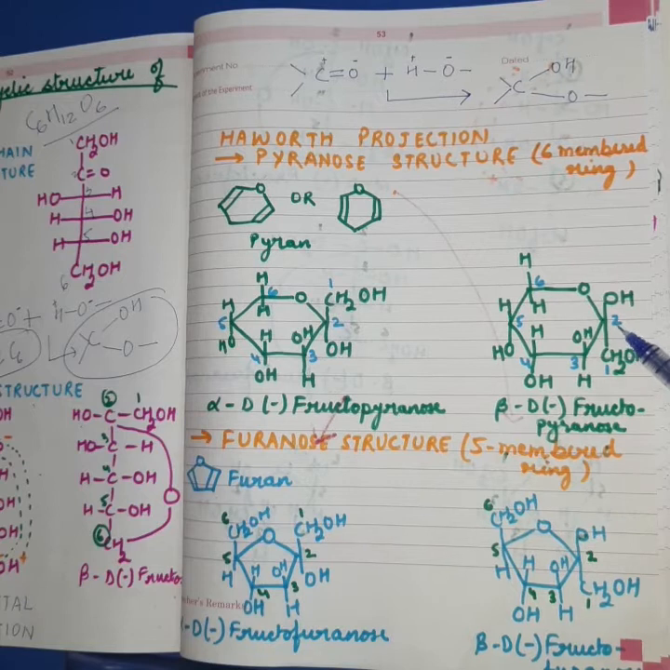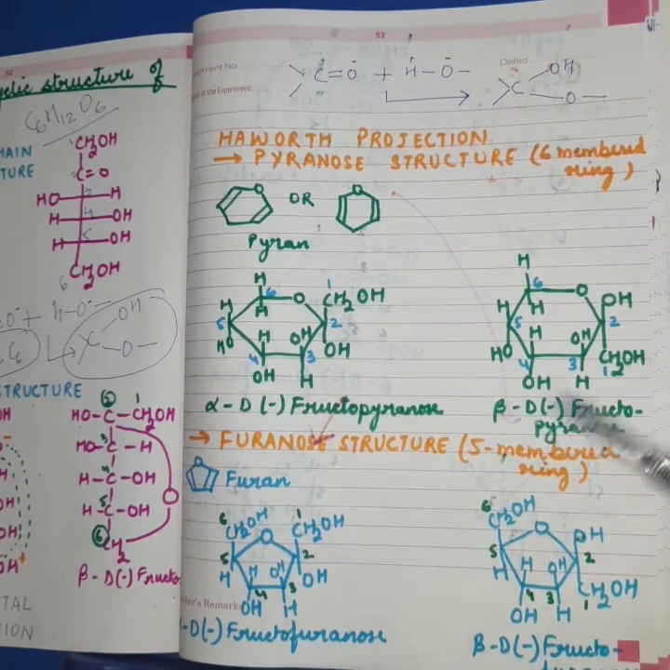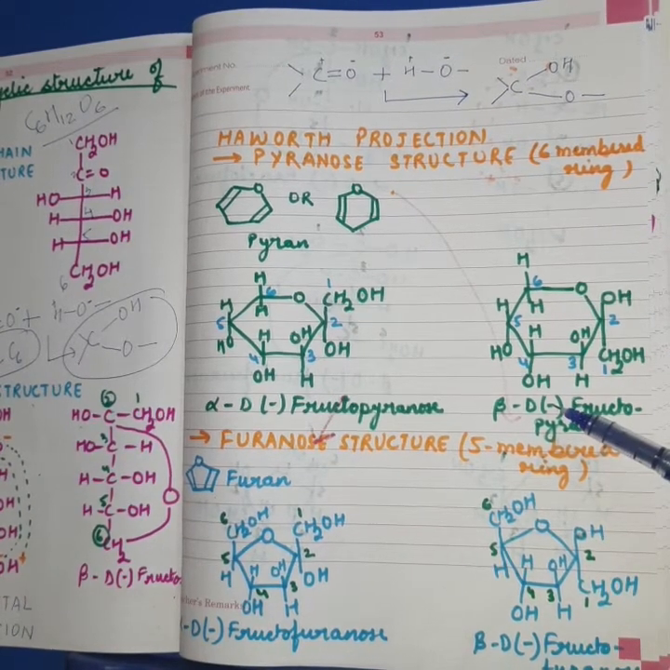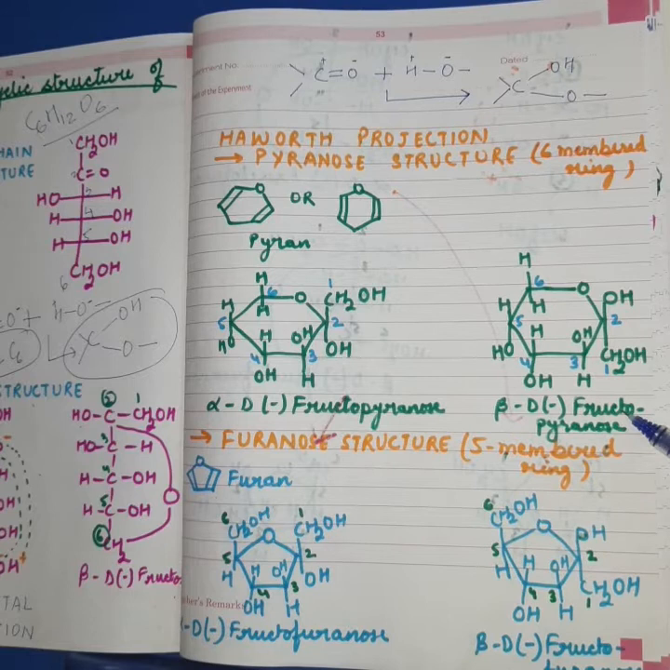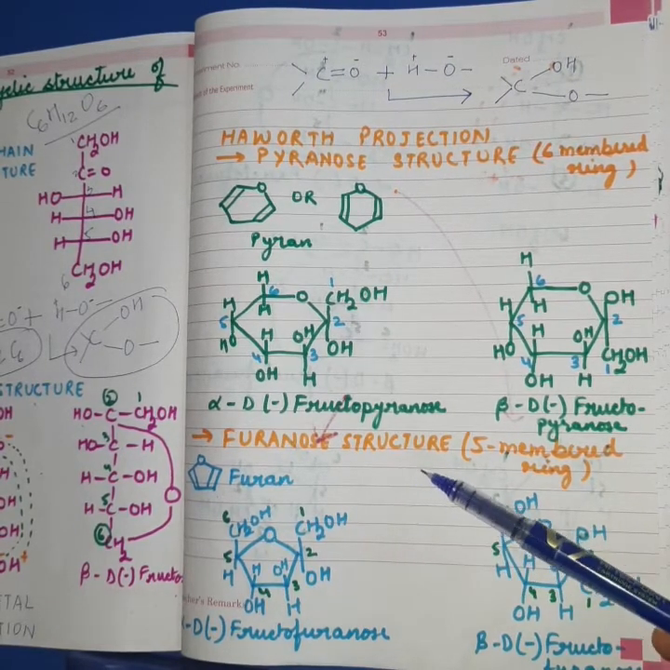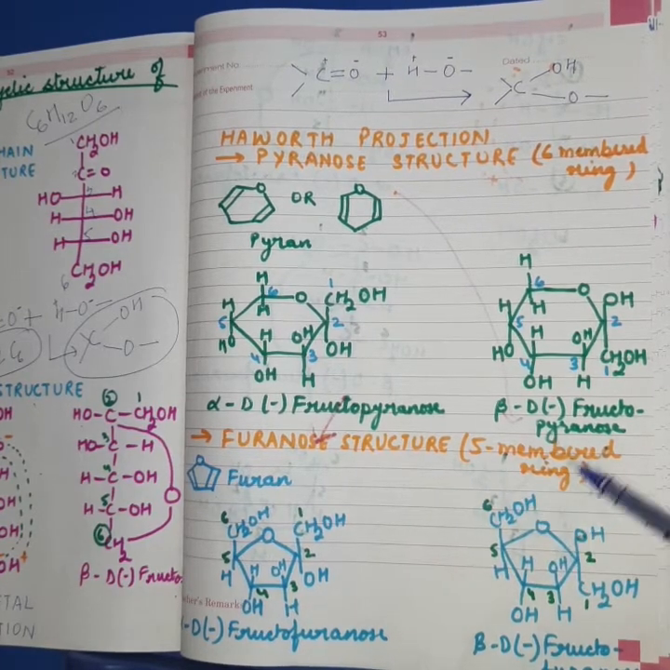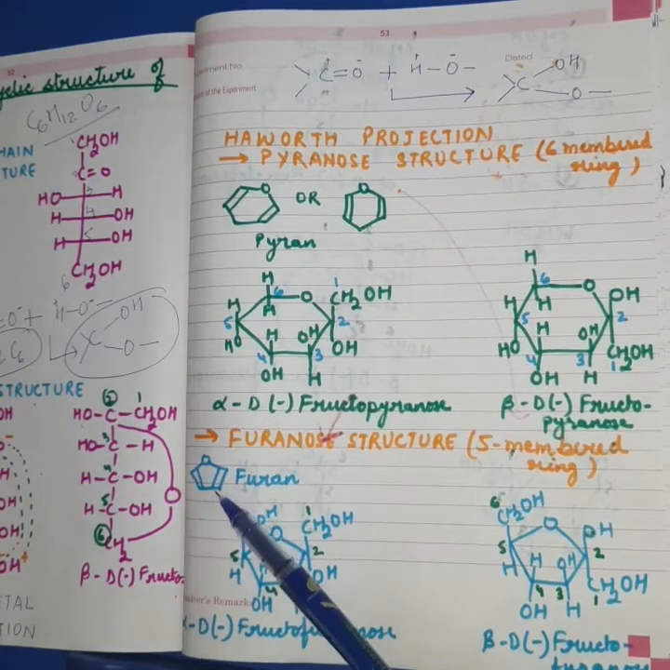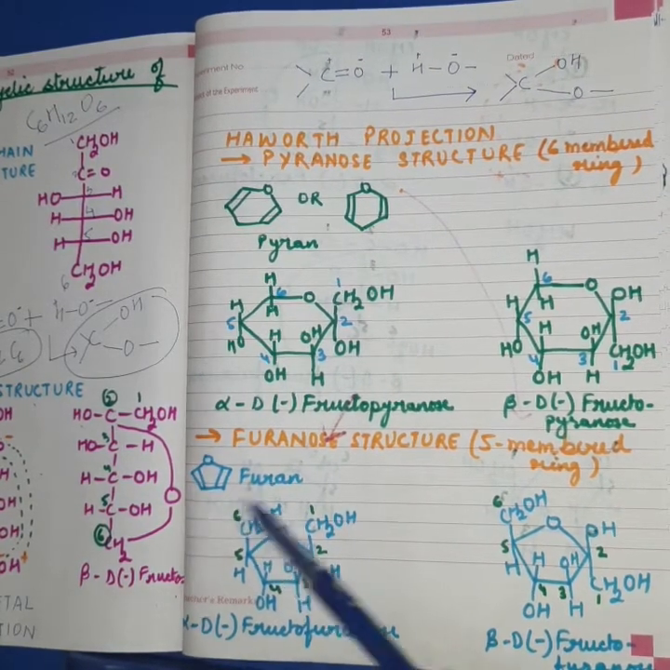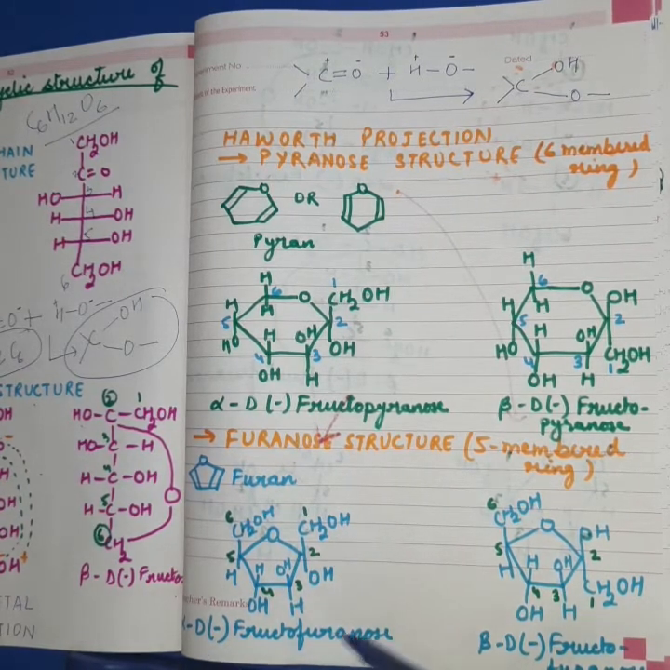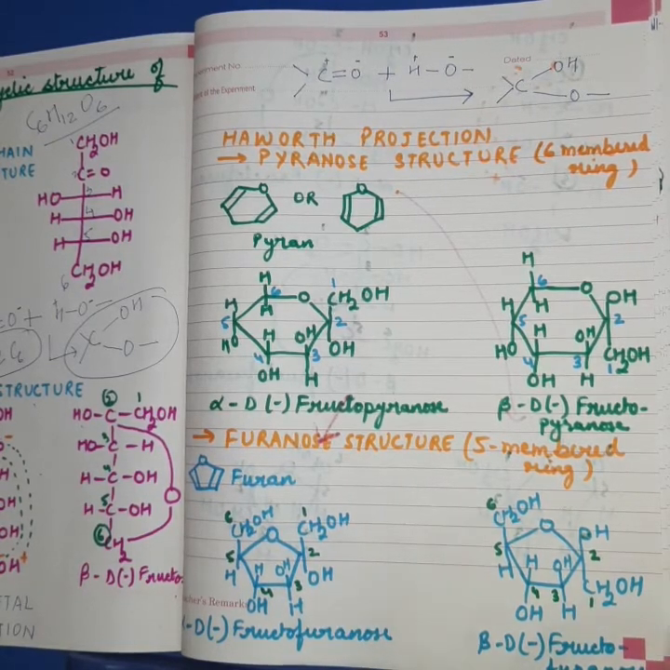Beta is the configuration with respect to the anomeric carbon OH on the left hand side. D stands for its configuration of OH on the fifth carbon. Minus is optical rotation, levorotatory nature, and fructopyranose. Now we need to understand furanose structure. In the furanose form, fructose has got a 5-membered ring where it resembles furan. Furan is represented that way. This compound is furan. So in the furanose form, it is represented in these two forms, alpha D minus fructofuranose and beta D minus fructofuranose.